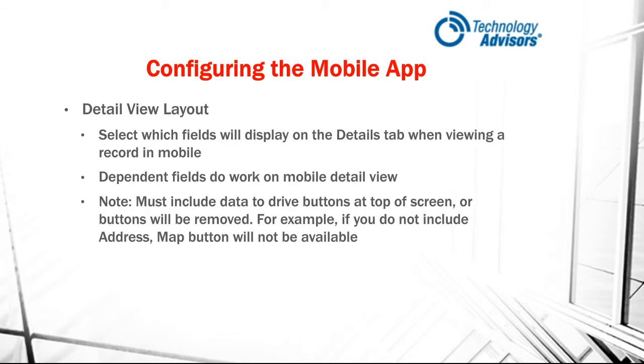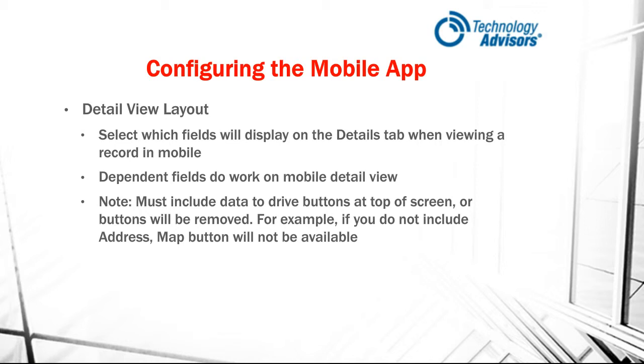Besides your list view layout, you also have a detail view layout. So the detail view layout is going to control what fields are displayed when a user clicks into a particular record on mobile, and what order they're going to show in when they're looking at that Details tab. A quick note here that dependent fields do work on the mobile detail view. So if you have any fields that only display when certain conditions are true, they will continue to only display when the conditions are met in mobile.